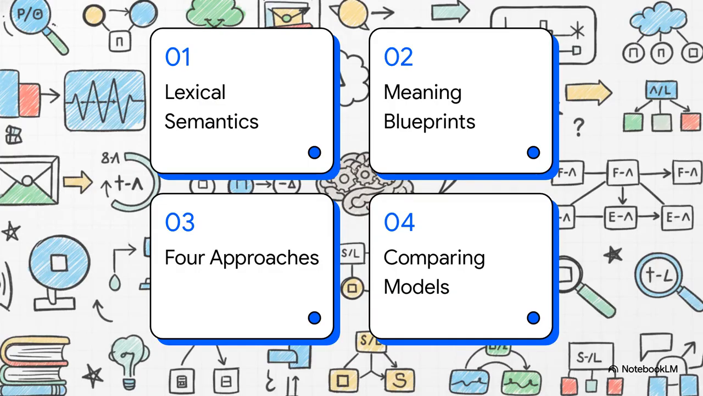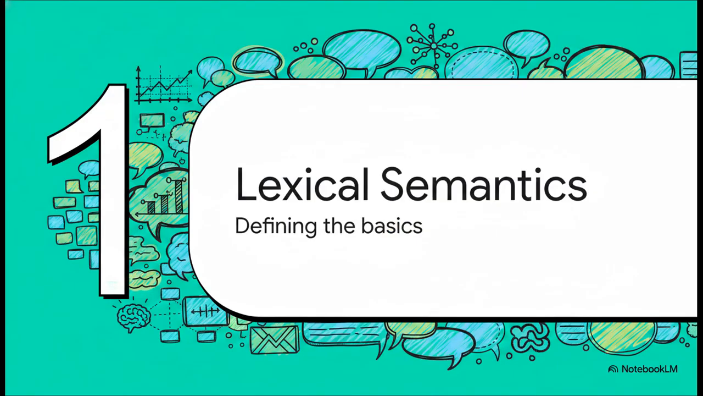Okay, let's dive into our roadmap for today. Number 1, defining lexical semantics. 2, the representation blueprints. 3, the 4 approaches. And 4, comparing the models. Let's get right into it. Section 1, defining lexical semantics.